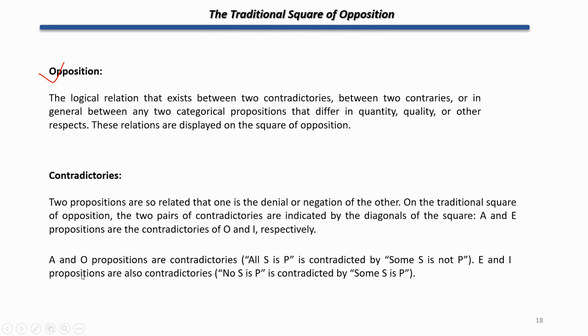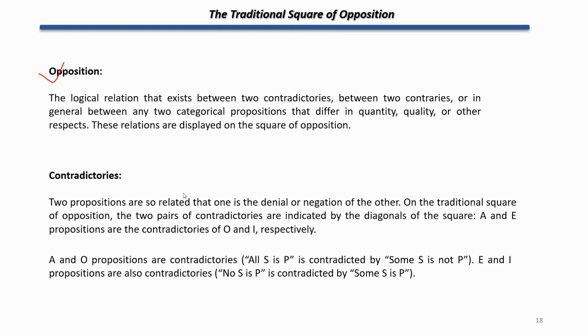Then coming to contradictory: two propositions are so related that one is the denial or negative of the other. On the traditional square of opposition, the two pairs of contradictories are indicated by the diagonals of the square. A and O propositions are contradictory, and E and I propositions are contradictory. So you can understand from here. Two are affirmative and two are denials or negatives.